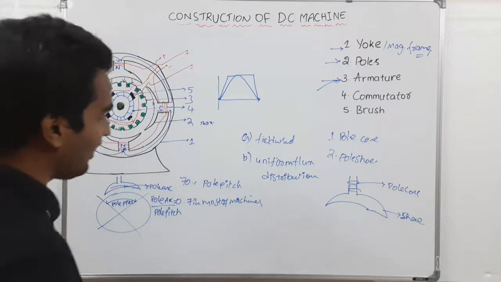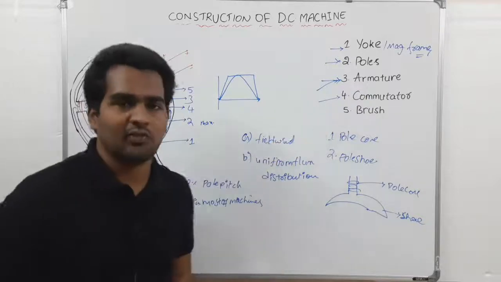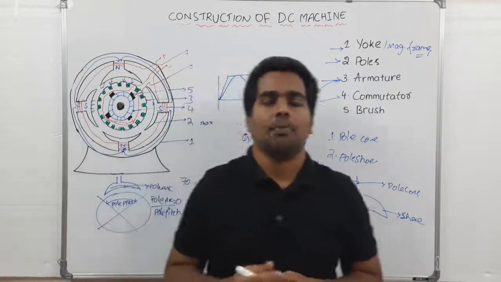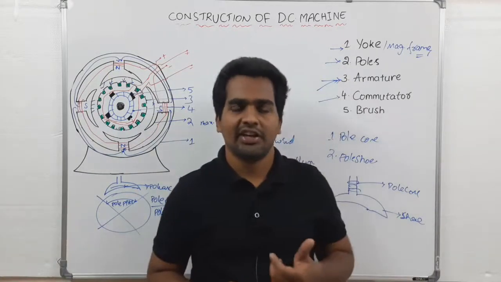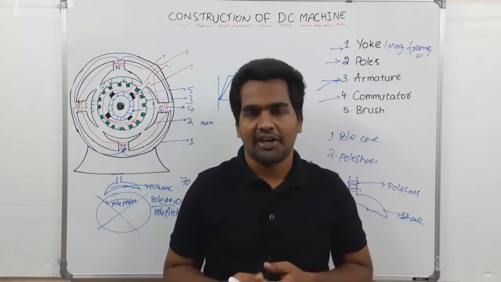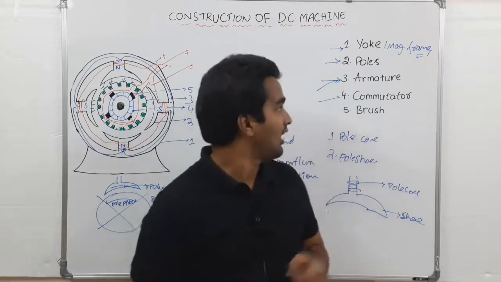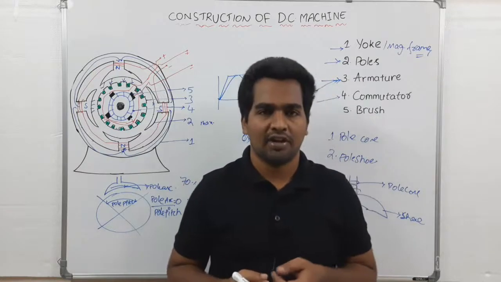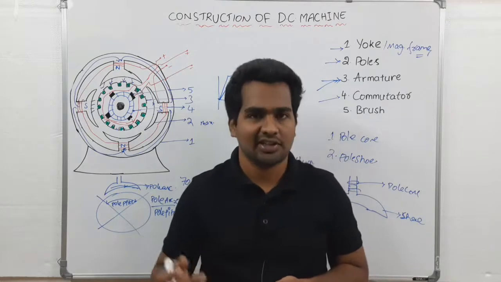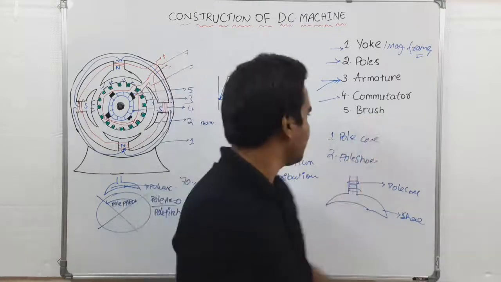Next thing is the commutator. Commutator is a very important part of this entire DC machine. In a DC generator, the commutator behaves like a mechanical rectifier. It converts the generated AC into unidirectional current. The main function of the commutator is to convert the generated AC value to unidirectional current by reversing the direction of current. And the final thing is the brush.